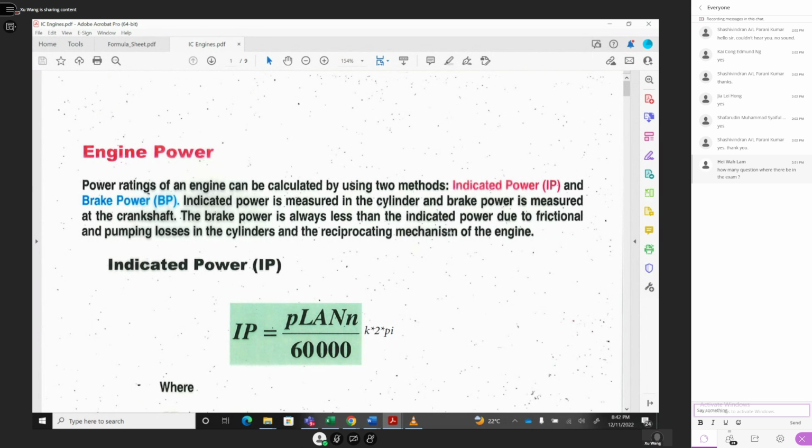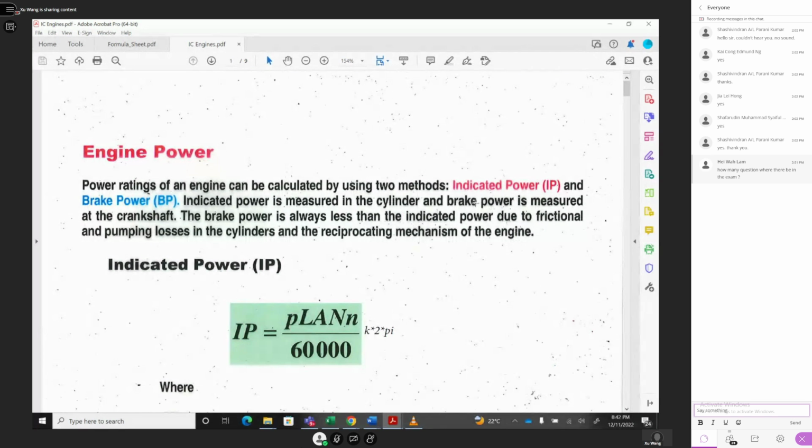The reason is that the engine has a reciprocating piston, connecting rod, crank angle, and crankshaft. It has friction, and also intake and exhaust valve pumping loss and throttling loss. Because of this friction and pumping loss, the output shaft torque is always less than what the gas pressure creates. The power created by gas pressure is called indicated power.